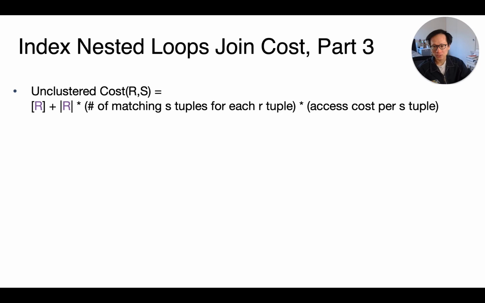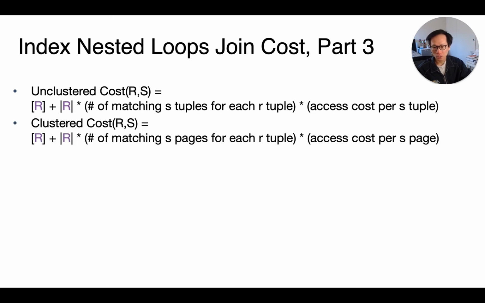So the unclustered cost is going to be the cost to scan R, and then for each tuple of R, we walk down the index and access the tuple. So that's bracket R, the number of pages to scan it, and then for each tuple, vertical bars R times the number of matching S tuples, times the cost of accessing each matching S tuple, which is the cost of walking down the tree plus the cost of retrieving the actual S tuple.